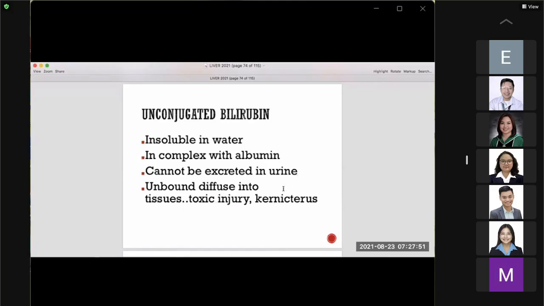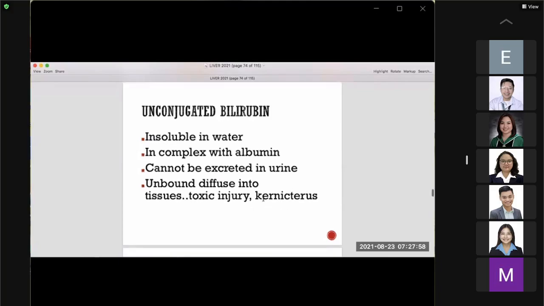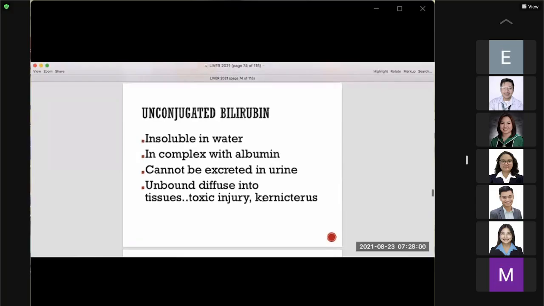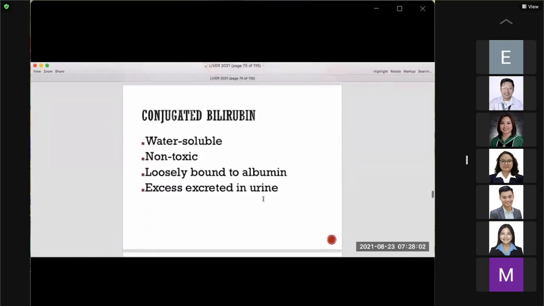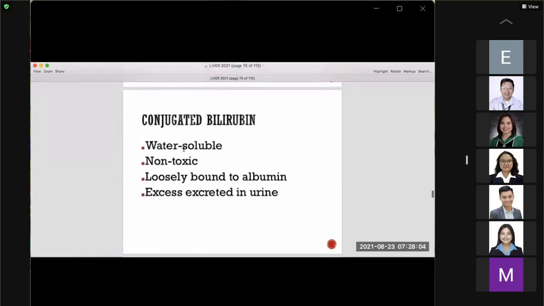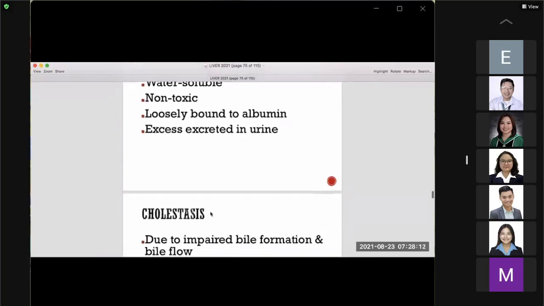This is the one responsible for the kernicterus. Okay, toxic injury happens. Kernicterus will have manifestations. Whereas conjugated bilirubin, this is water soluble. It is non-toxic. It is loosely bound to albumin, and the excess of which is excreted in the urine.